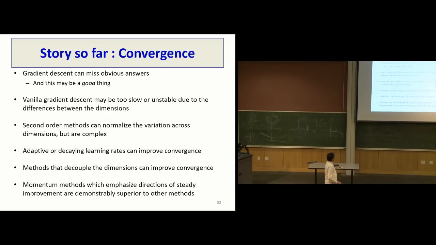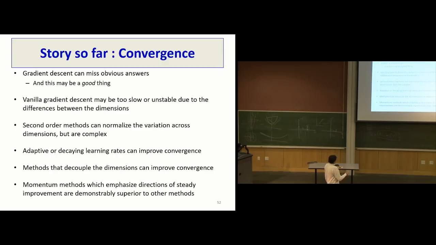So the story so far, gradient descent can miss obvious answers. But we saw in the last class that this could be a good thing because in the early iterations, it might actually help you escape local optima. Vanilla gradient descent may be too slow or unstable due to the differences between the dimensions. Second order methods can normalize the variation across dimensions, but are complex. If you're going to invert things using a Hessian, that becomes complicated. Adaptive or decaying learning rates can improve convergence. We saw that in the last class. Methods that decouple the dimensions can improve convergence. But again, all of these tend to be suboptimal or complicated in one way or the other.